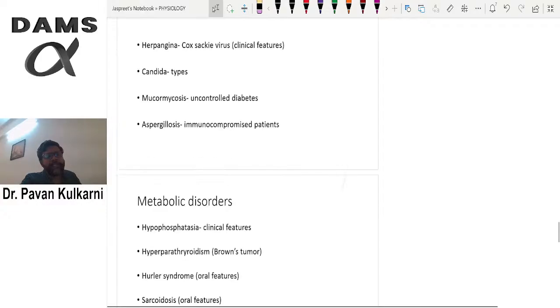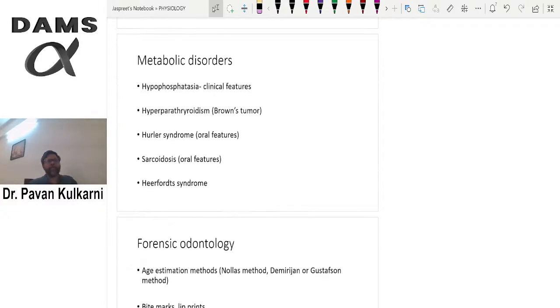Okay. Next, metabolic disorders. What are we supposed to know about metabolic disorders? Particularly hypophosphatasia. All of us know what hypophosphatasia is. You should know about its clinical features, how there is premature exfoliation of the teeth that takes place in case of hypophosphatasia. You're supposed to know about that.